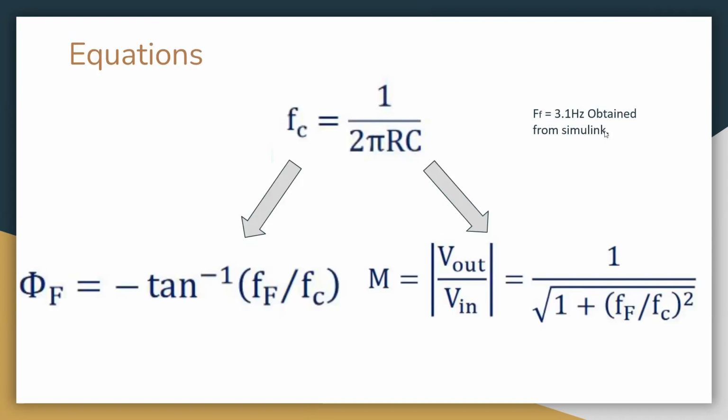So these are the equations that we used. We were given the frequency, which was 3.1 hertz, which we obtained from Simulink. Then we used that to calculate the cutoff frequency using the resistor and the capacitance, which we had to choose. And from that equation, we were able to solve these two equations, the phase lag equation and the attenuation equation.